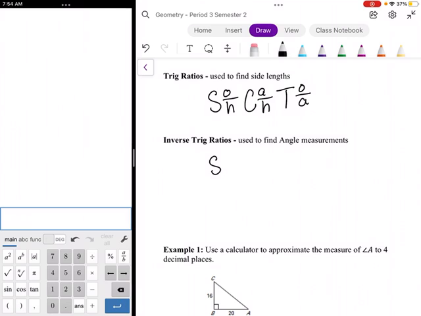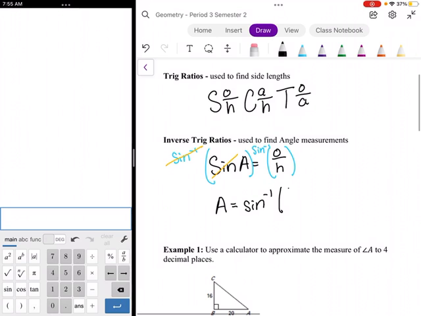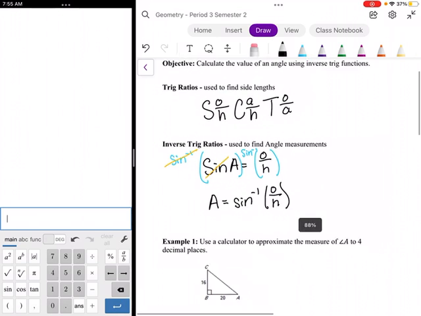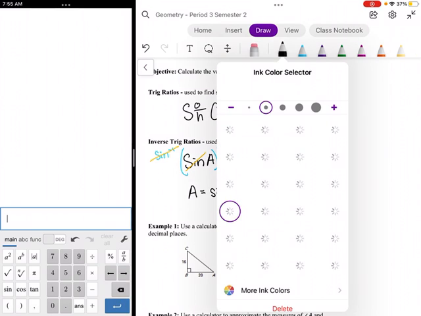So for example, we know that sine of an angle is equal to the opposite over the hypotenuse. If we needed to figure out what angle A is, we're going to do the inverse of sine, and that's sine to the -1. So by doing that, sine -1 and sine are inverses, so they undo each other, or they're inverse operations, like adding and subtracting. That would leave us with angle A equal to the inverse sine of the opposite over the hypotenuse. And the same thing works for our other two functions.